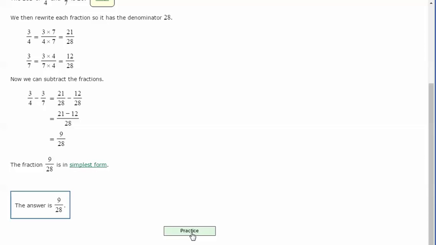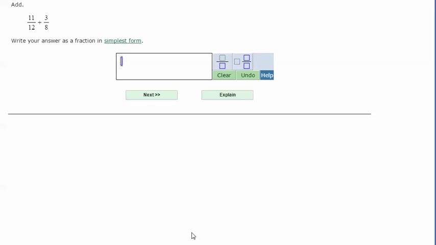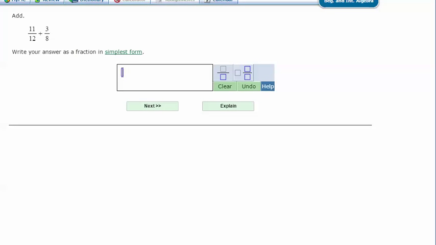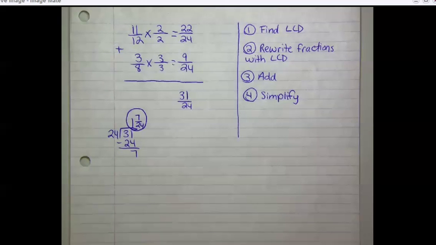Let's try another one. Add 11/12 plus 3/8. Write your answer as a fraction in simplest form. Here are my notes. 11/12 plus 3/8. And so first I need to find a least common denominator for 12 and 8, which is 24. And so 12 times what is 24? Well, 12 times 2 is 24.